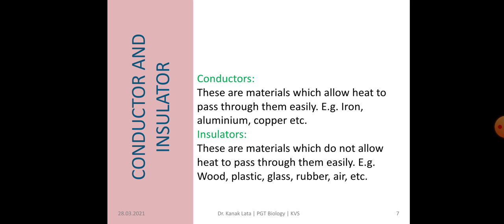Insulator is just the opposite of conductor. These materials do not allow heat to pass through them easily. For example, wood, plastic, glass, rubber, air are insulators. They are called insulators.